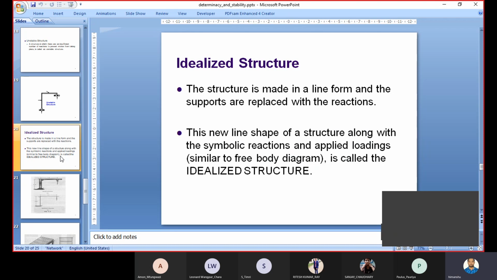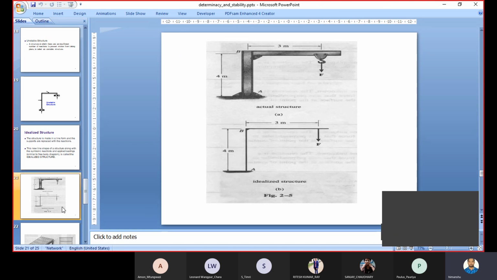Now, the idealized structure. It is the structure which is made in a line form, and the supports are replaced with the reactions. This is basically a free body diagram. This new line-shaped structure along with the symbolic reactions and applied loading, similar to a free body structure, is called an idealized structure. Okay, let's see what is a free body diagram.